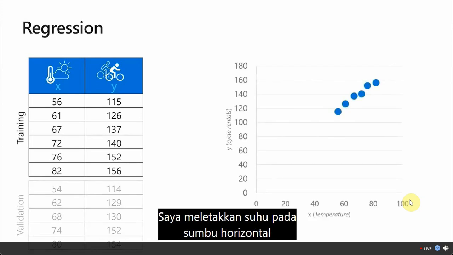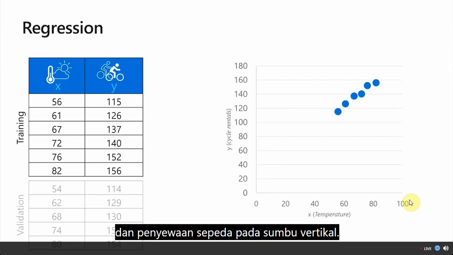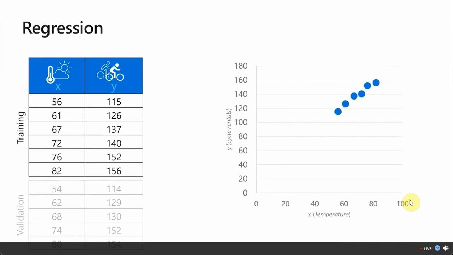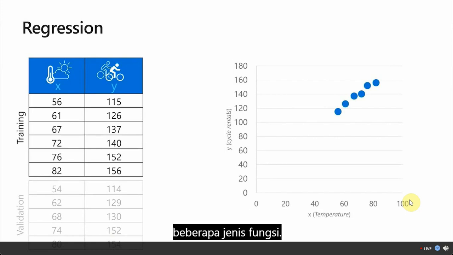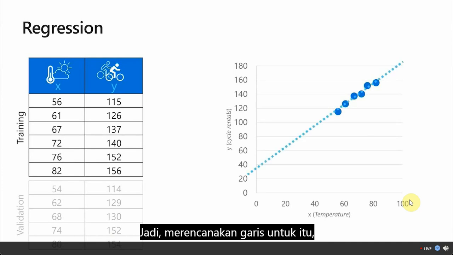So I have split my data, and let's plot it. I'm plotting the temperature on the horizontal axis and the bike rentals on the vertical axis. And here you can already see that there appears to be some kind of relationship. And I could even plot a line through this, right? Because I'm trying to find some kind of function. So, plotting a line to it, you can see the trend.